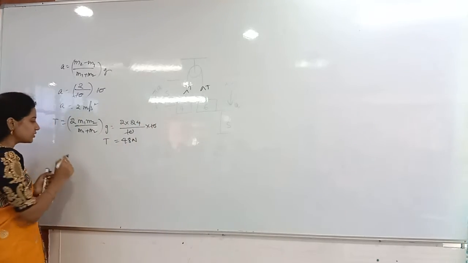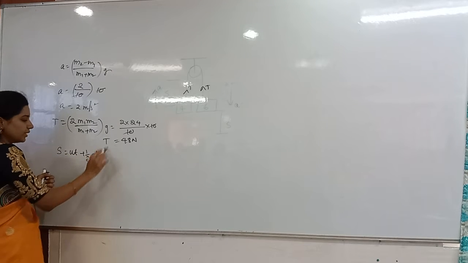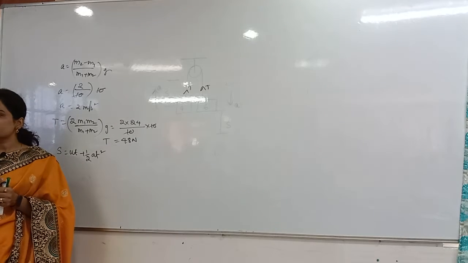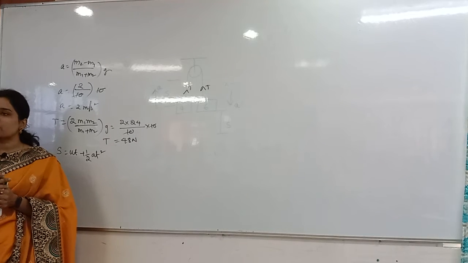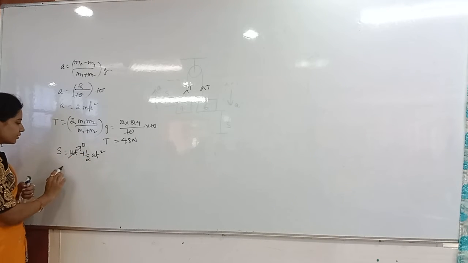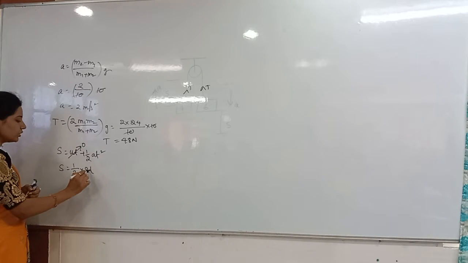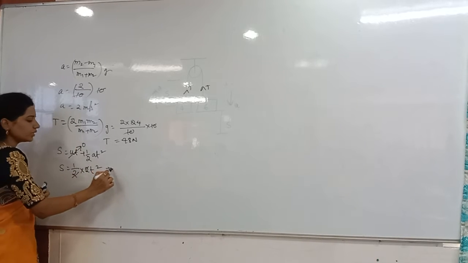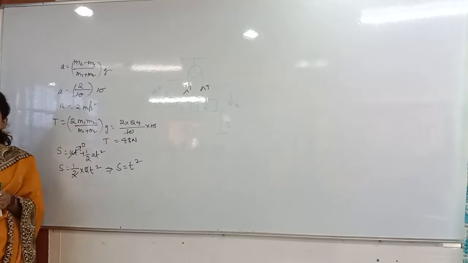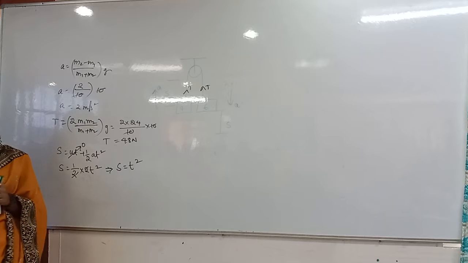Then how to find out that? s is equal to ut plus half at square. I am saying the displacement after t seconds, so s is equal to ut plus half at square you have to use. What is the ut value here? 0. Then s is equal to half into what is the a value we got? 2 into t square. Then clearly I can say that s is equal to t square, whatever the seconds might be. So first of all, we'll calculate the work done by the gravity.